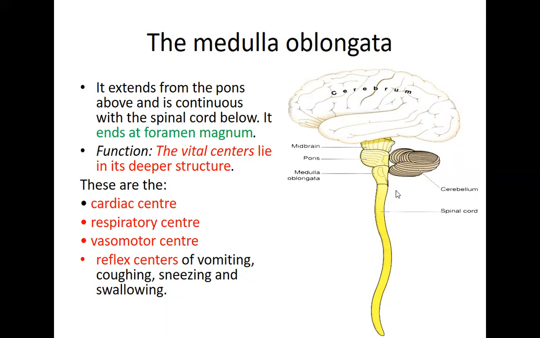All these centers are present in the medulla oblongata. The most important are the cardiac and respiratory centers, which are very important for life. These centers are present here in the medulla oblongata, and they are controlling the cardiac cycles as well as the respiration, along with other functions. So that's why the medulla oblongata is a very important structure here.